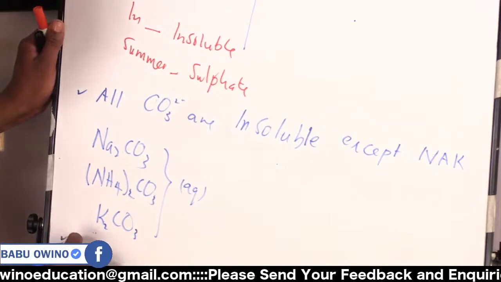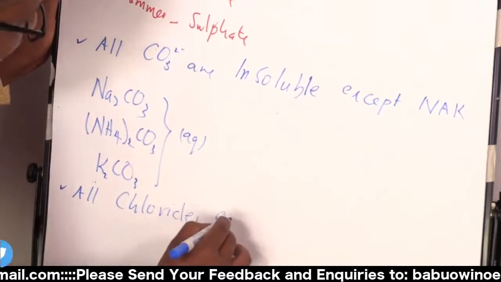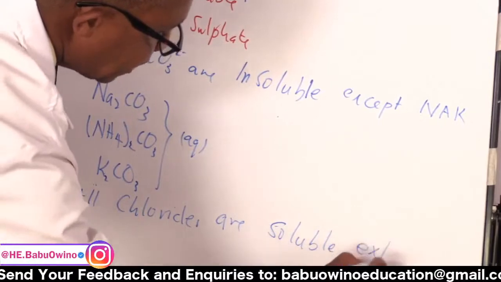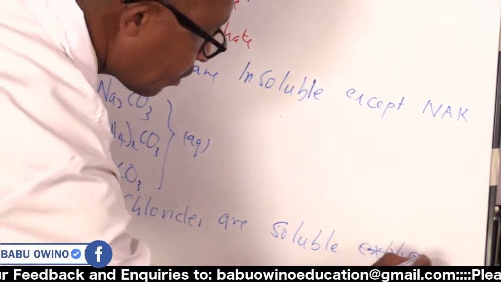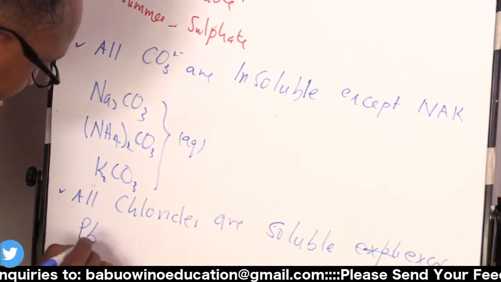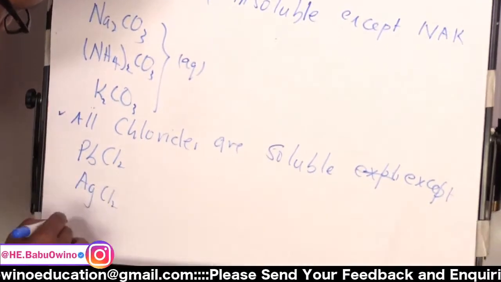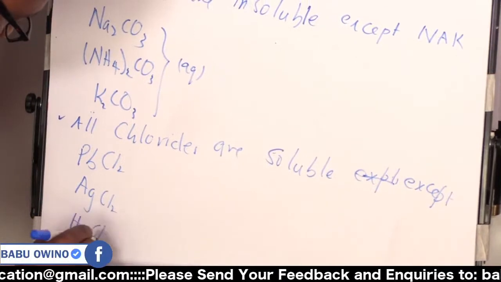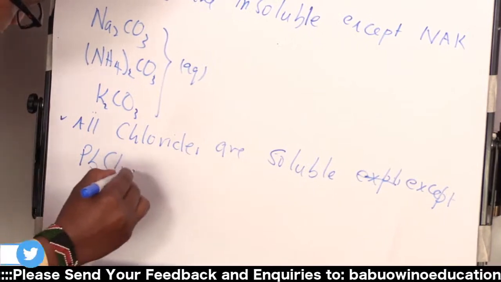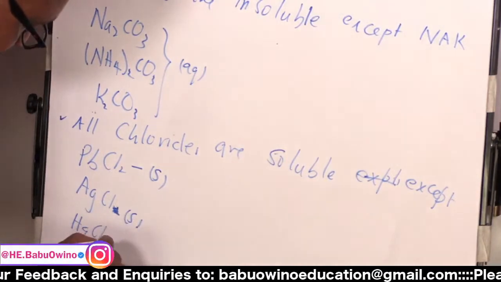And lastly, all chlorides. All chlorides are soluble except lead chloride, silver chloride, and mercury chloride. So there's nothing there. So this is solid, it's insoluble. This is solid, this is solid.